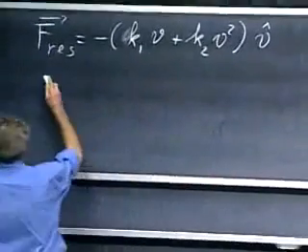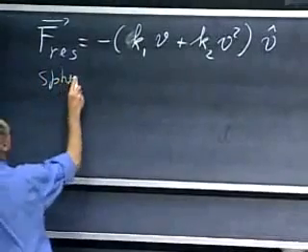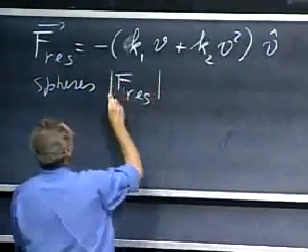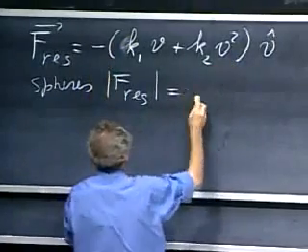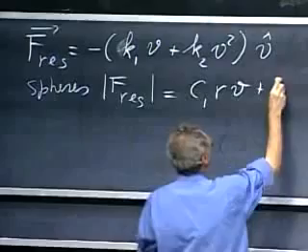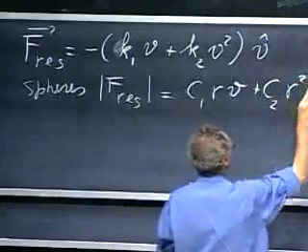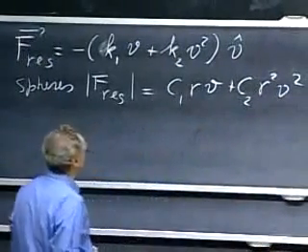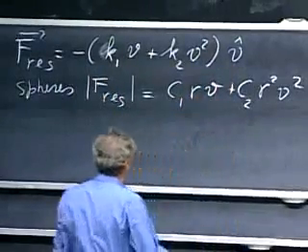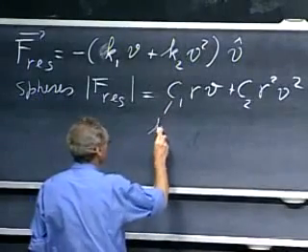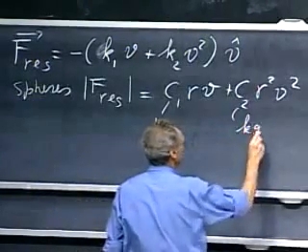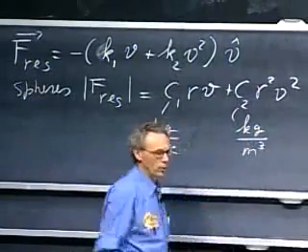And when we deal with spheres, the magnitude of the force equals C1 times r times the speed plus C2 times r squared times v squared. And again, it's always opposing the velocity vector. C1 in our units is kilograms per meter per second, and C2 has the dimension of density, kilogram per cubic meter.